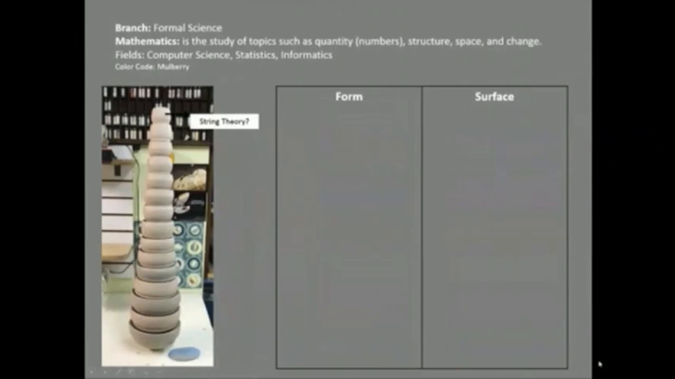So we move into formal science, the study of topics such as quantity, structure, space, change. Fields would be computer science, statistics, informatics. If we're thinking of bird's eye view, profile view of just the form, does this one stay as a platform or does it morph into something else?